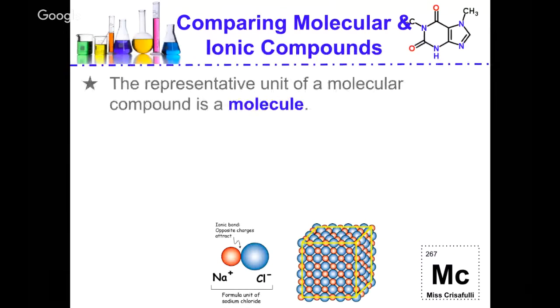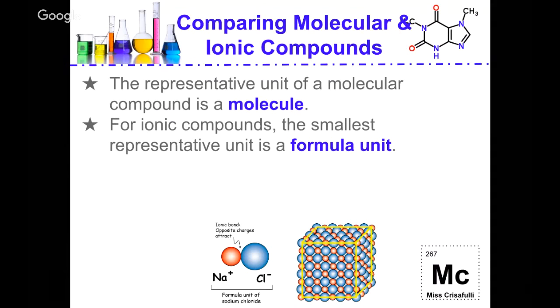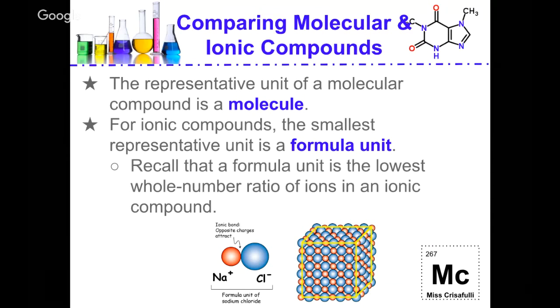And then let's compare molecular and ionic compounds. Remember, we completed ionic compounds and metallic compounds in chapter 7. So now we're going to compare the two. The representative unit of a molecular compound is what we call a molecule. For ionic compounds, the smallest representative unit was the formula unit. And remember that a formula unit is the lowest whole number ratio of ions in an ionic compound. So when we look at sodium chloride here, the formula unit will be NaCl. That is what we consider to be also the molecular formula for our covalently bonded compounds.